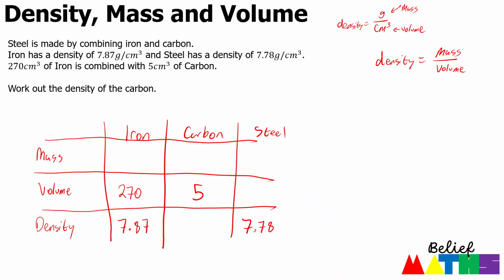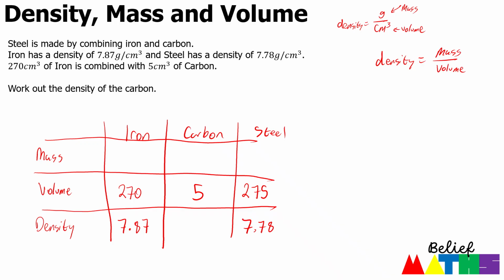Now, when we've got these multiple things and we're mixing them together, whether it's materials, whether it's combining metals here to make steel, we are allowed to add the masses or add the volumes. The densities we have to work out separately, but we can add the masses or we can add the volumes. So because we're adding iron and carbon to make steel, we know that this is going to be 275 centimeters cubed of steel. Now, the next thing I can work out is, because I have these two values, the mass of the iron and the mass of the steel.